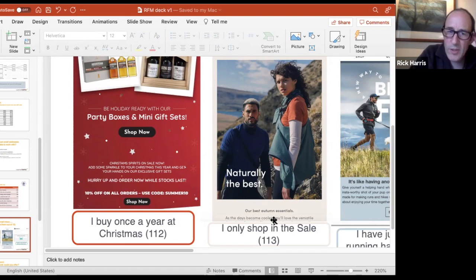Okay. So my question to you is, this is the email that they sent me last week. Knowing that, they've said, be holiday ready with our party boxes and mini gift sets. And they're offering me 10% off my next order. It's clearly badged up as Christmas. Given that they should know my buying habits, how well do you think they've done with that email? Any thoughts? Any comments? What do you think of that email marketing effort?